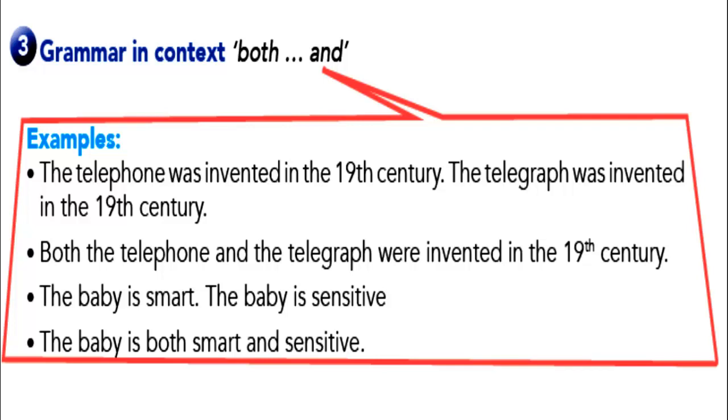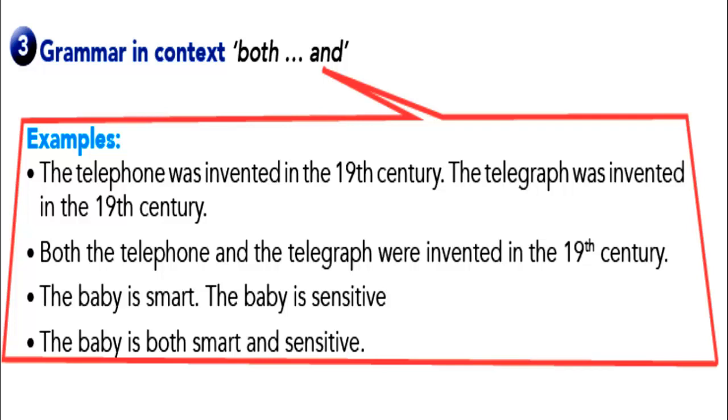Here, the telephone was invented in the 19th century. The telegraph was invented in the 19th century. How many things do we have here? That's right, we have two things, the telephone and the telegraph. Okay, so if we are going to form a sentence here, both the telephone and the telegraph was or were? Were, as we have said, we are going to consider it as plural, invented in the 19th century. So as we have said, both and, you have to make it plural.